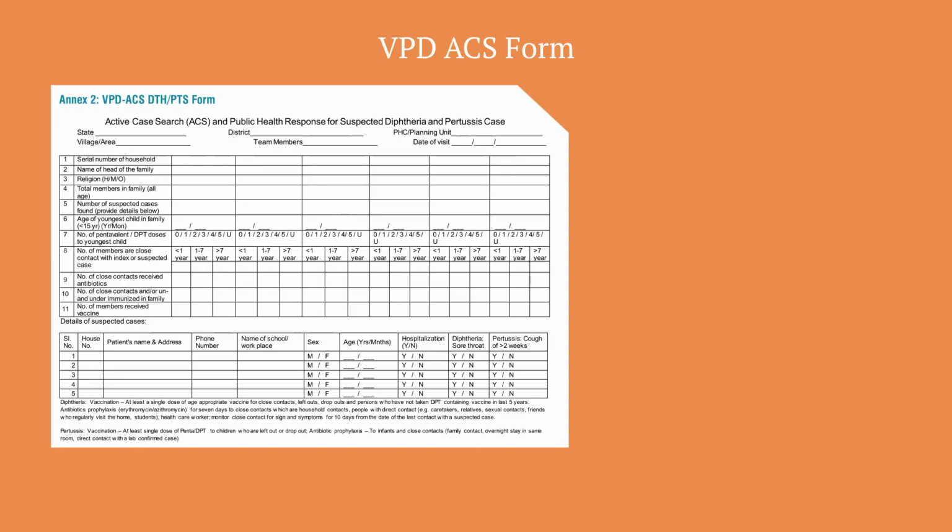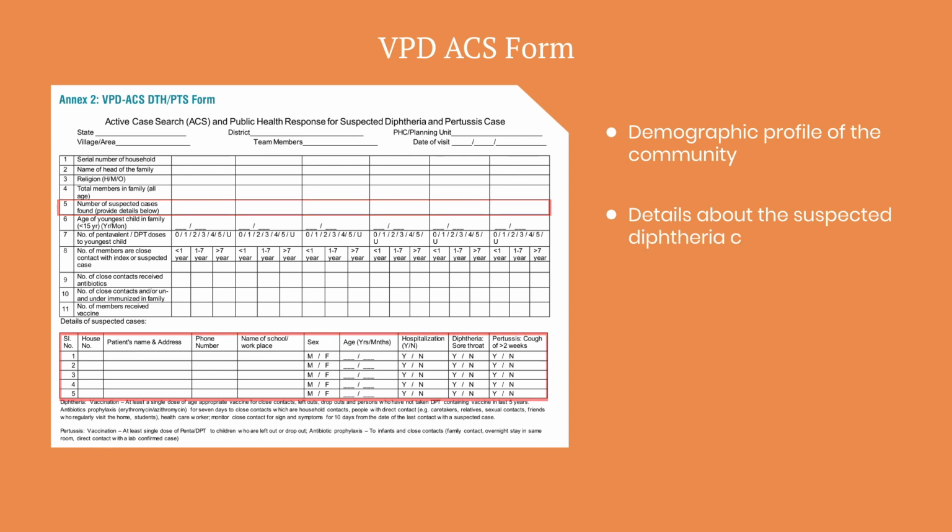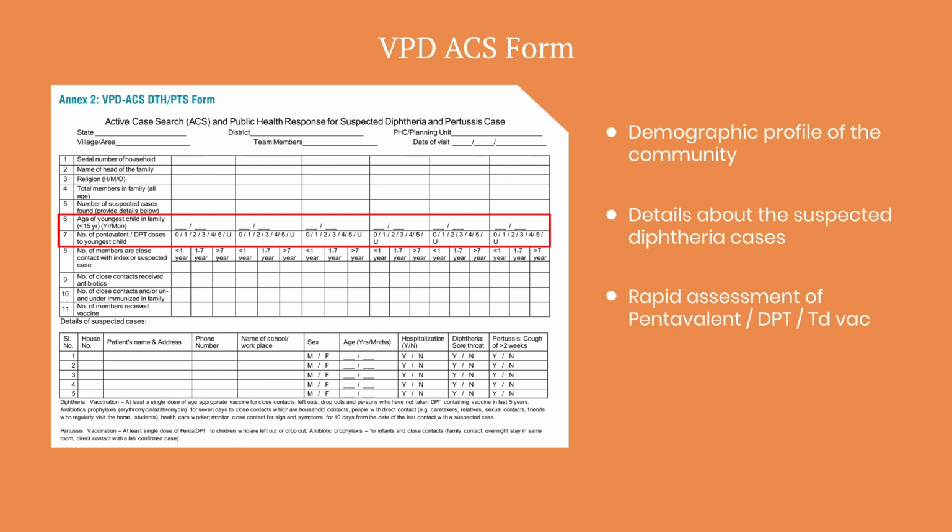Let us learn about the VPD ACS form. Collate information on demographic profile of the community, details about the suspected diphtheria cases, rapid assessment of pentavalent, DPT or TD vaccine coverage in less than 15 years age group, and details about the contact.